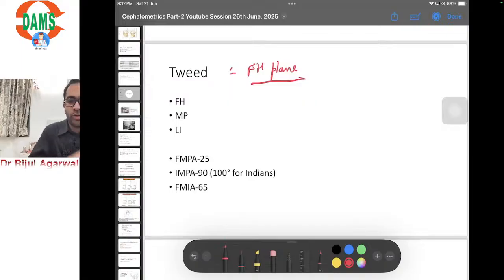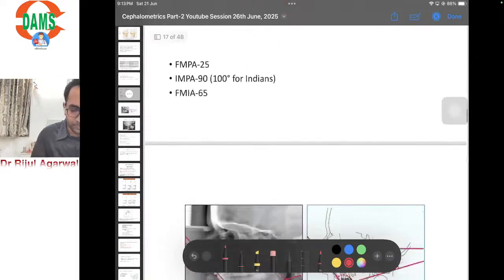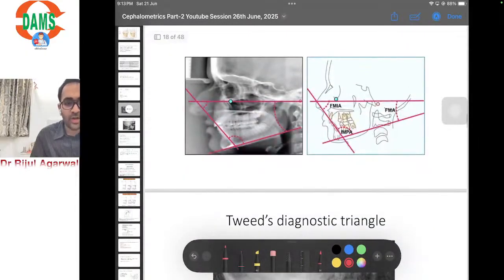Okay, so it is comparatively simpler. There are not many values, there are just three: the mandibular plane angle, the lower incisor, and the Frankfurt horizontal plane. So this is Tweed's triangle, or you can say Tweed's diagnostic triangle.